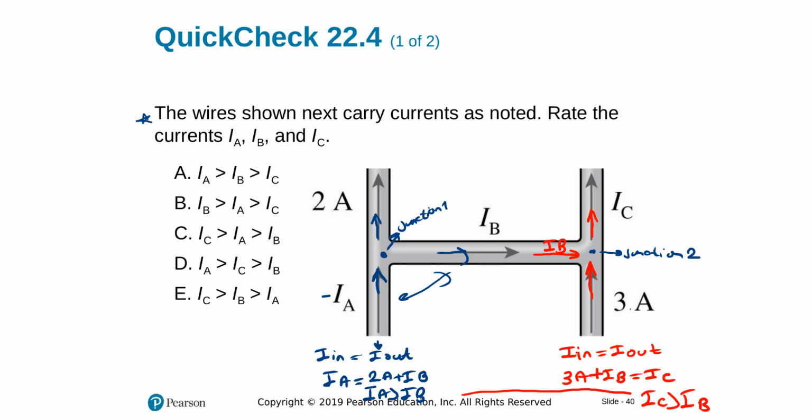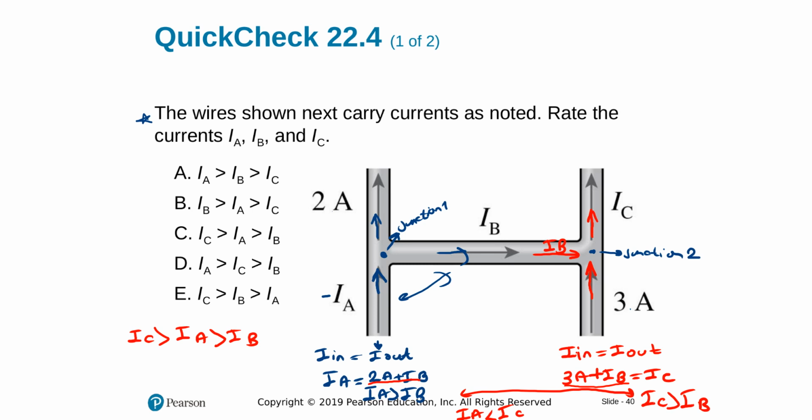And comparing A to C, I can see IC is bigger than IA. Current A is smaller than current C, because current A is equal to 2 plus current B, and current C is equal to 3 plus current B. Putting that together, we will have C being the largest, then comes A, and then comes B, where B is smaller than A, is smaller than C.